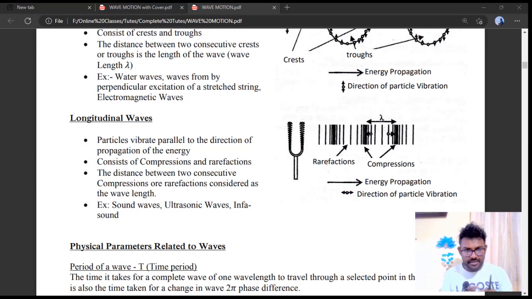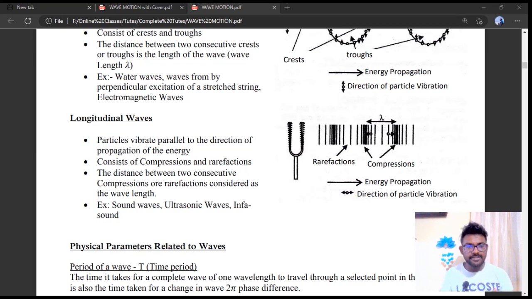So the particles vibrate parallel to the direction of propagation of the energy. This is how we can identify them. We can see that there are these compressions and rarefactions. The examples are the sound waves, the ultrasonic or ultrasound waves, the infrasound waves. Most of the time these longitudinal waves are the sound waves, right? The waves that we are producing by sound.